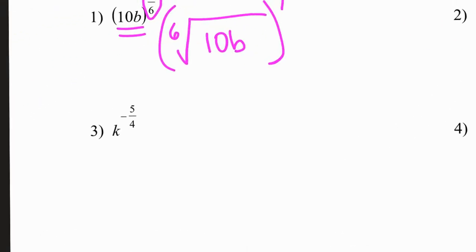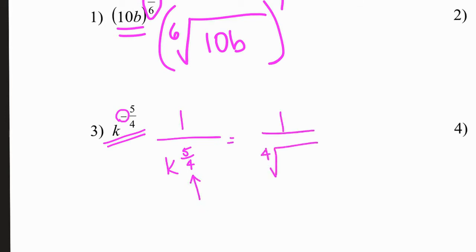Okay, this one, there's a couple different things going on here. Number one, this negative is going to put this entire term into the denominator. Once it moves into the denominator, that exponent becomes positive. Now, I need to change this from exponential form into radical form. So the bottom number is the root, the top number is the power, the top number is the exponent.